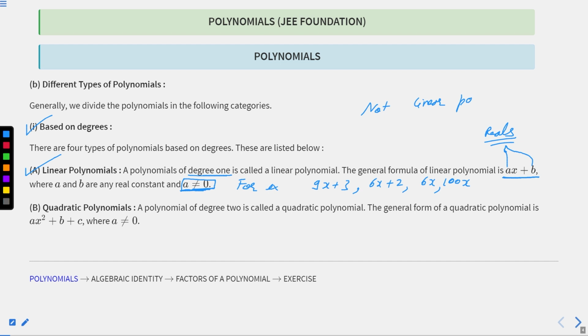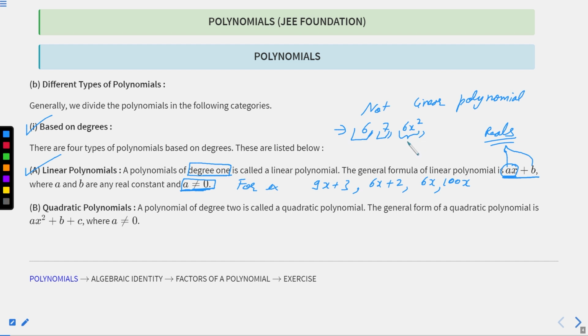Examples of a non-linear polynomial are just a 6, or say 6x square. Why? Because here there is no term like a times x or any number times x. Here also the same reason works, because in linear polynomials the degree must equal 1. Here the degree is not 1.